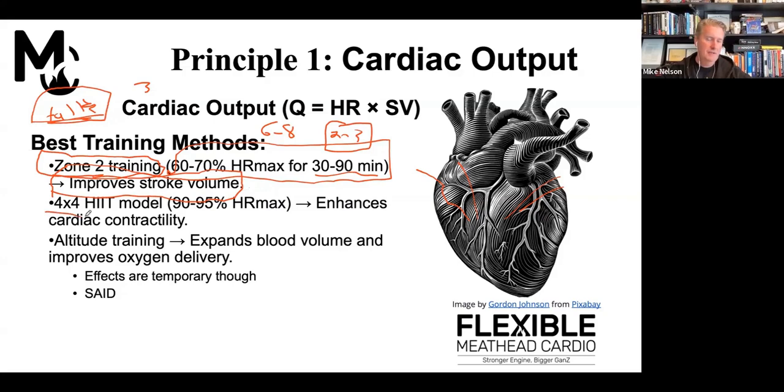Another way that helps is some high intensity modalities. Classically is the Norwegian 4x4, but there's other ways of doing that, which we'll cover. Very, very high heart rate. And this will primarily enhance contractility, although we do get a lot of benefits in other areas.